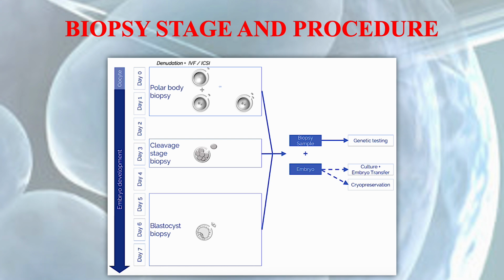Now we will be discussing the biopsy stage and the procedure. So there are different stages where how the embryo grows, and at different stages we can take the biopsies. Firstly, before even the embryo has been formed, from the oocytes only, the polar body biopsy can be taken. We will be discussing more about the polar body biopsy in our next upcoming slides. On day 3, cleavage stage biopsy can be taken. And on day 5, 6 and 7, the blastocyst biopsy can be taken.